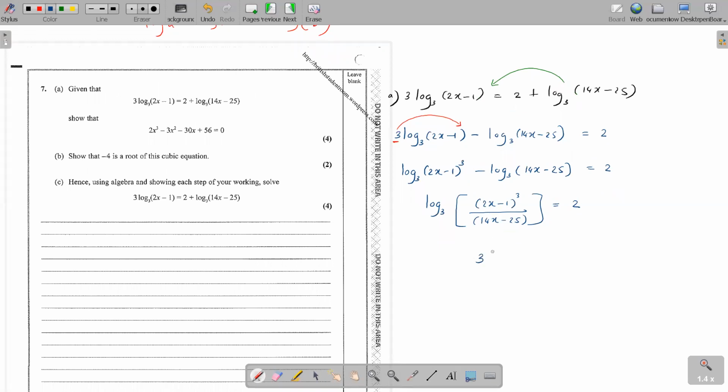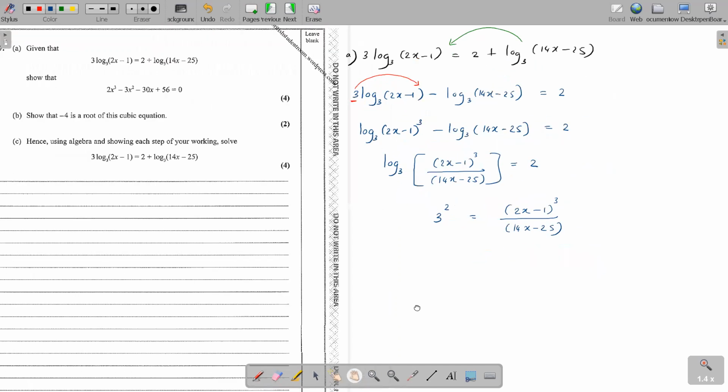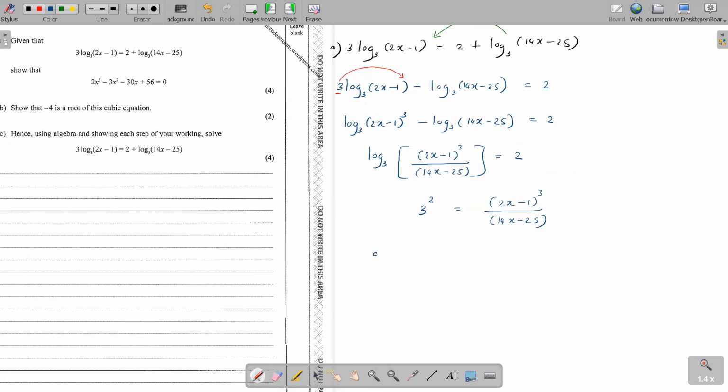So we get here 3 to the power. Now it's time to turn log to index, right? So 3 to the power of 2 equals (2x minus 1) whole thing cubed divided by (14x minus 25). So now it's a matter of simplifying this whole thing, and you should end up getting this equation quite easily. Okay. So 3 to the power 2 is 9. I'll bring the 14x minus 25 to the other side as a multiplication.